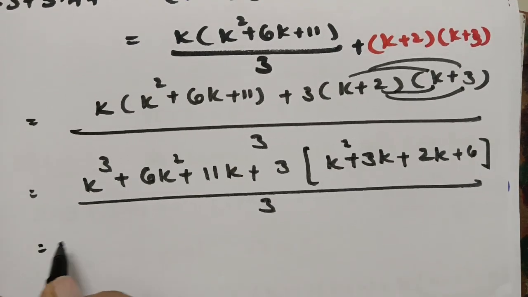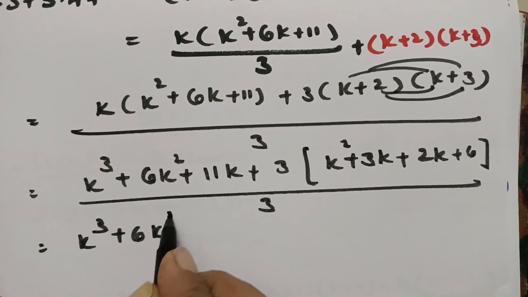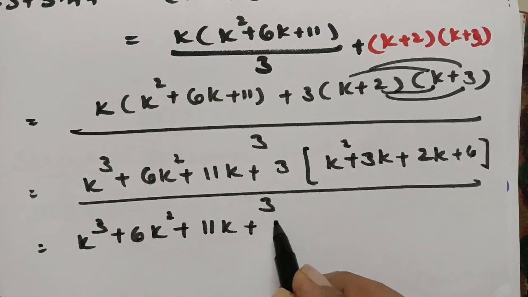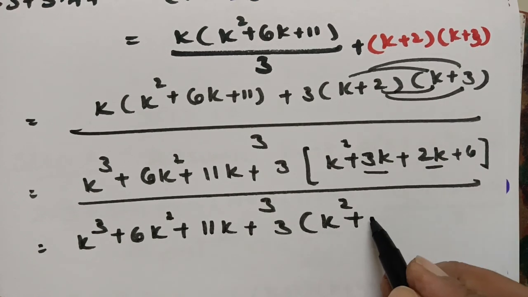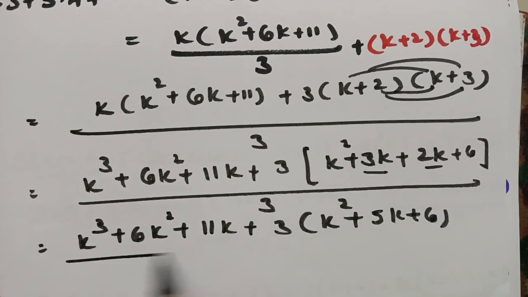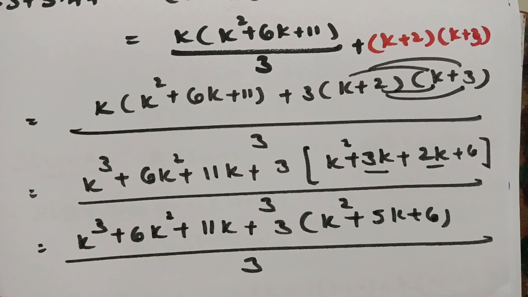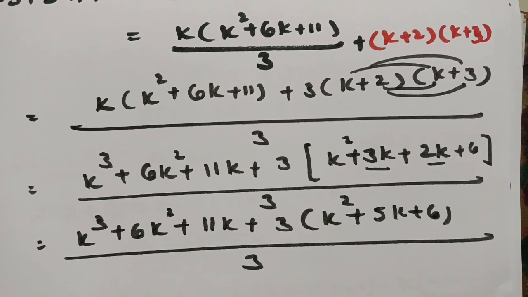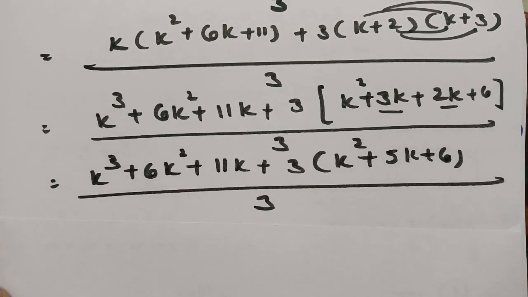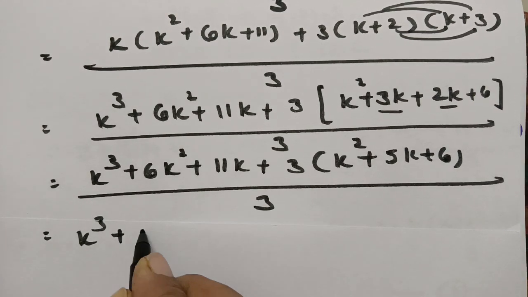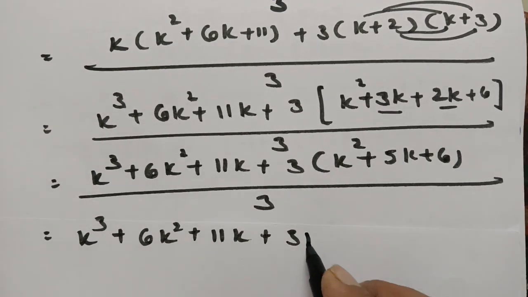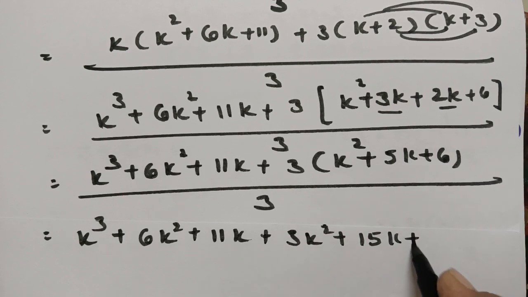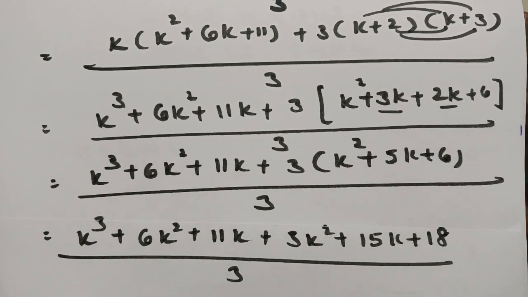Clear? And now this is going to become k cube plus 6k square plus 11k, and this is 3 times of k square. So these two are like terms. This is 3k plus 2k, which is equal to 5k plus 6 by 3. And my next step will be, see here, this will be k cube plus 6k square plus 11k. If I multiply with 3, this will be 3k square plus 15k plus 18, by this value 3.